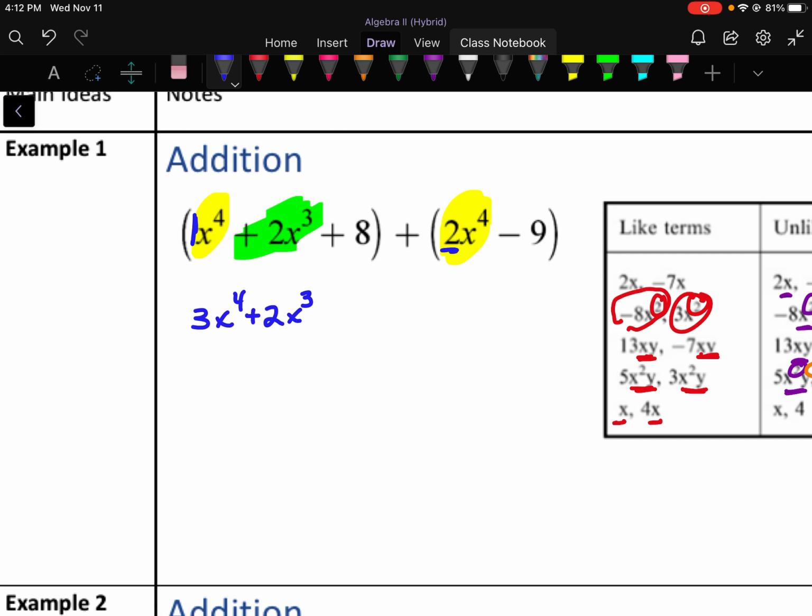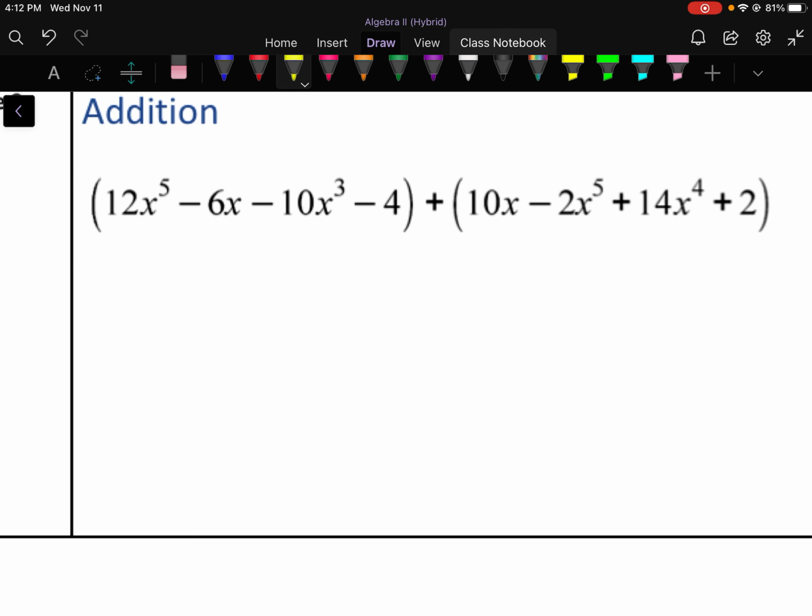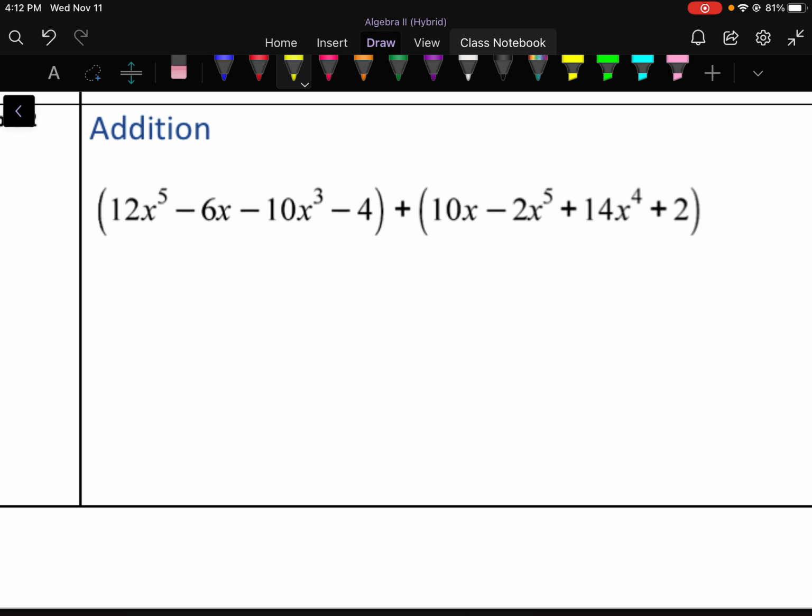And then, like I said, keep working your way down. There's no x squareds. There's no x's. We just have constants here. So we'll take 8 plus negative 9, and you get negative 1. And it's that easy. Answer is already written in standard form. If you look at my exponents, they're going in descending order. And that's it. I'll try another one here with a few more terms.